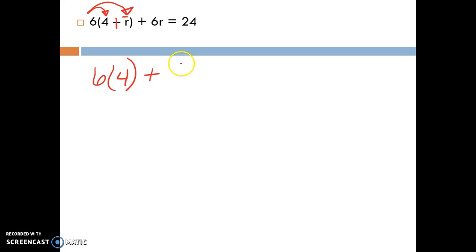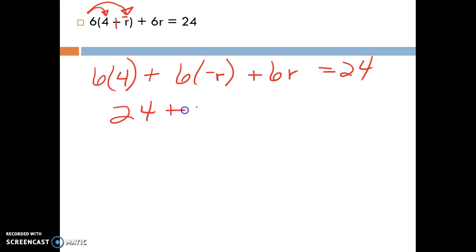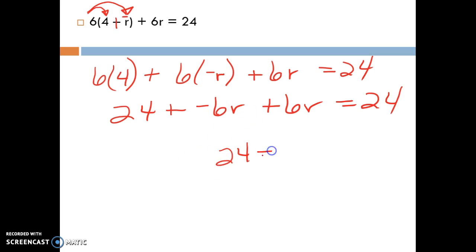All right, so now we've got 6 multiplied by a negative r. Plus 6r is equal to 24. 6 times 4 is 24. We've got negative 6r plus 6r is equal to 24. If we combine our variables, we end up with 0r. And 24 is equal to 24. That means there is no solution.